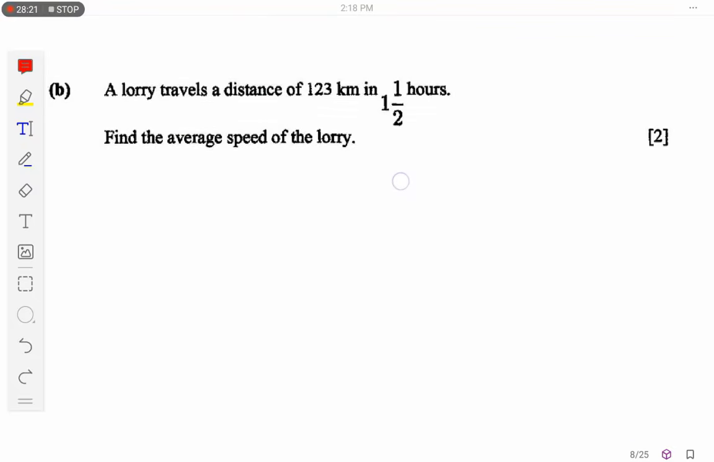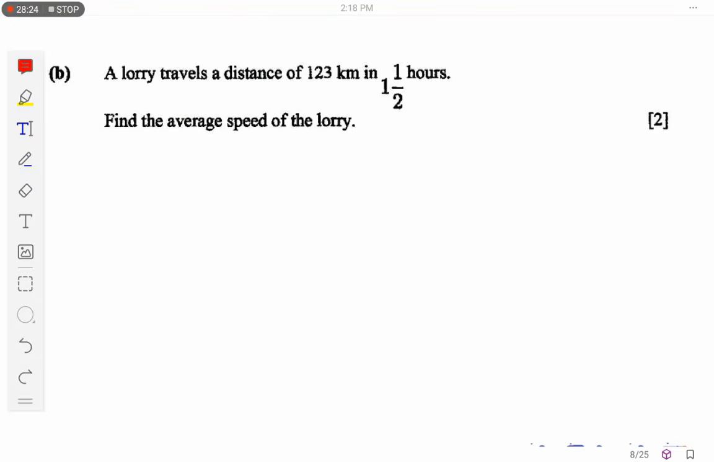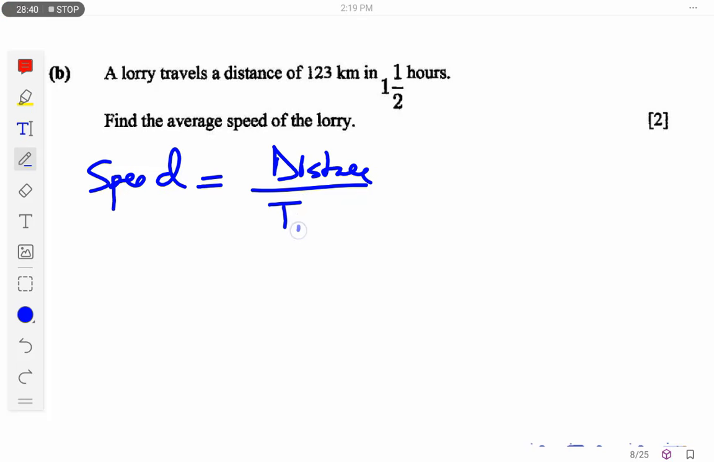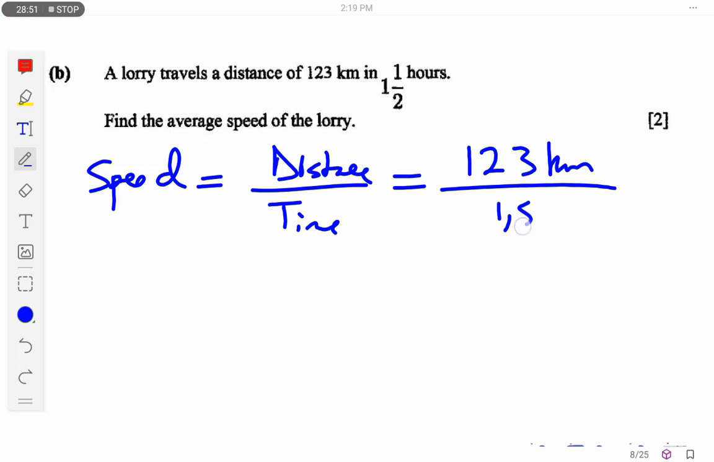Okay. A lorry travels a distance of 123 kilometers in 1 hour 30 minutes. Find the average speed of the lorry. So speed is equal to distance over time. Okay, so our distance in this case is 123 kilometers over our time, which is 1.5 hours. So if you divide this one, you are going to get 82 kilometers per hour.